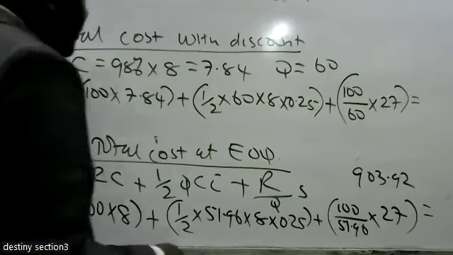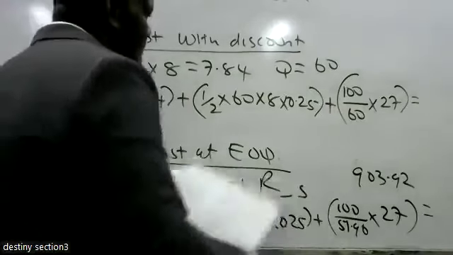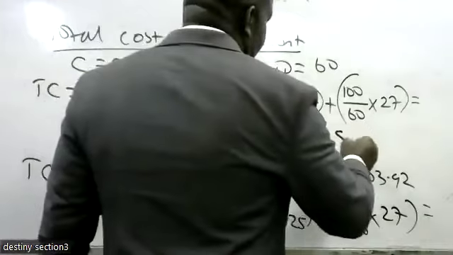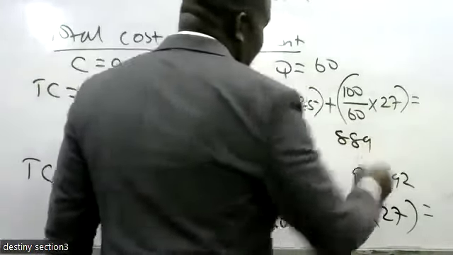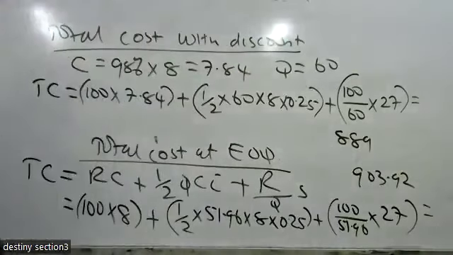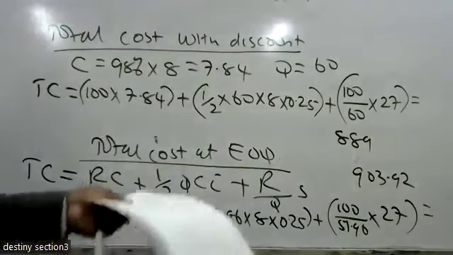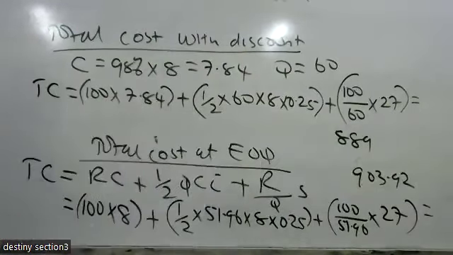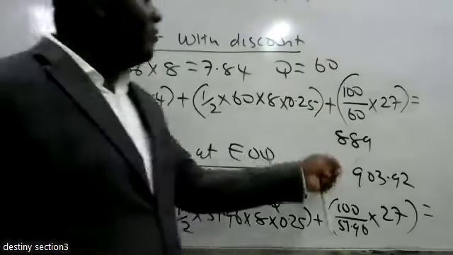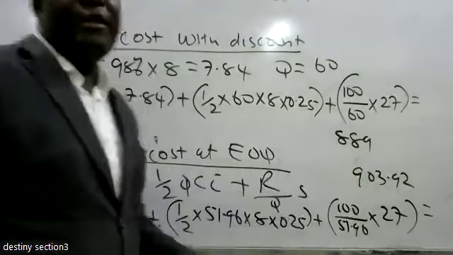So this one will be now how much? 889. Exactly 889. Yeah, so even this one you advise them to accept the discount, because the cost with the discount is less than the cost without the discount.